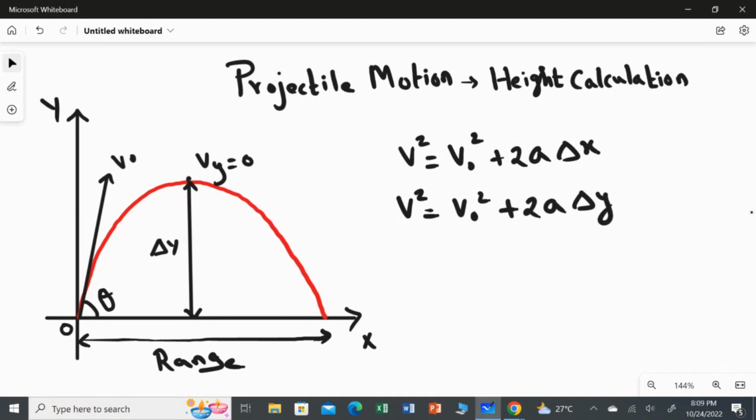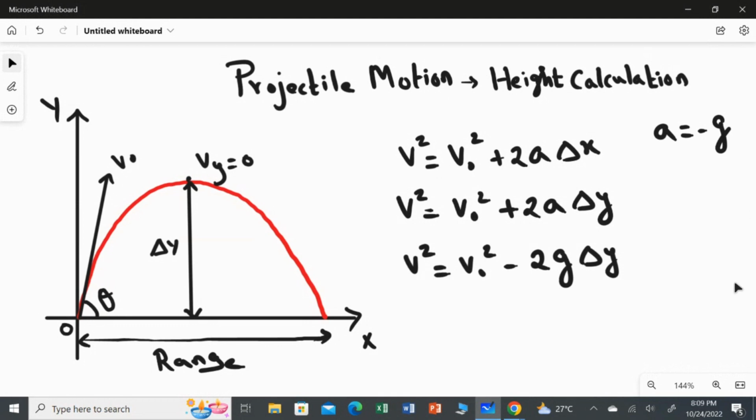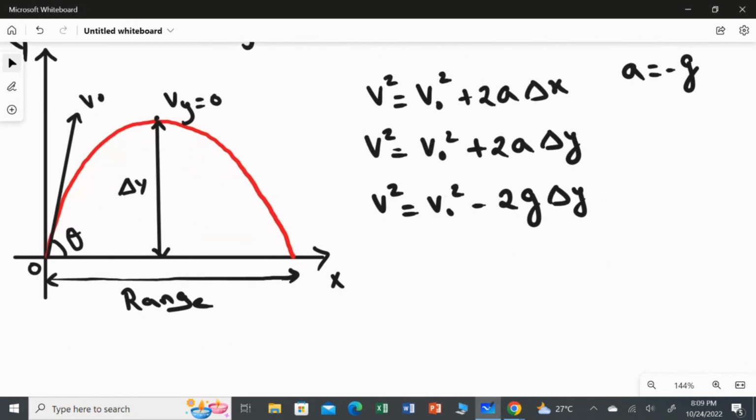When you deal with this concept in terms of the y-axis, the acceleration is considered to be negative g. So when you substitute a equals minus g in this equation, it becomes v squared equals v naught squared minus 2 g delta y. Now we are just considering the vertically upward motion, so I have to deal with the velocity in the y-axis. I can modify the equation again as v of y squared equals v naught of y squared minus 2g delta y.